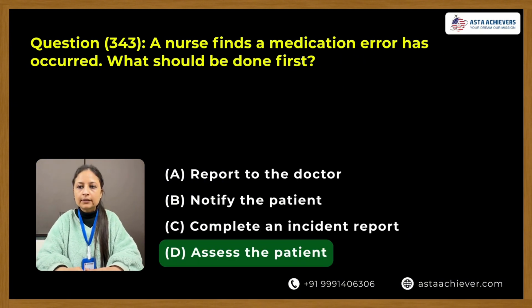Question number 343. A nurse finds a medication error has occurred. So what should be done first? Option A, report to the doctor. Option B, notify the patient. Option C, complete an incident report. And option D, assess the patient. So option D, assess the patient is the correct answer, because patient safety is the priority after an error.